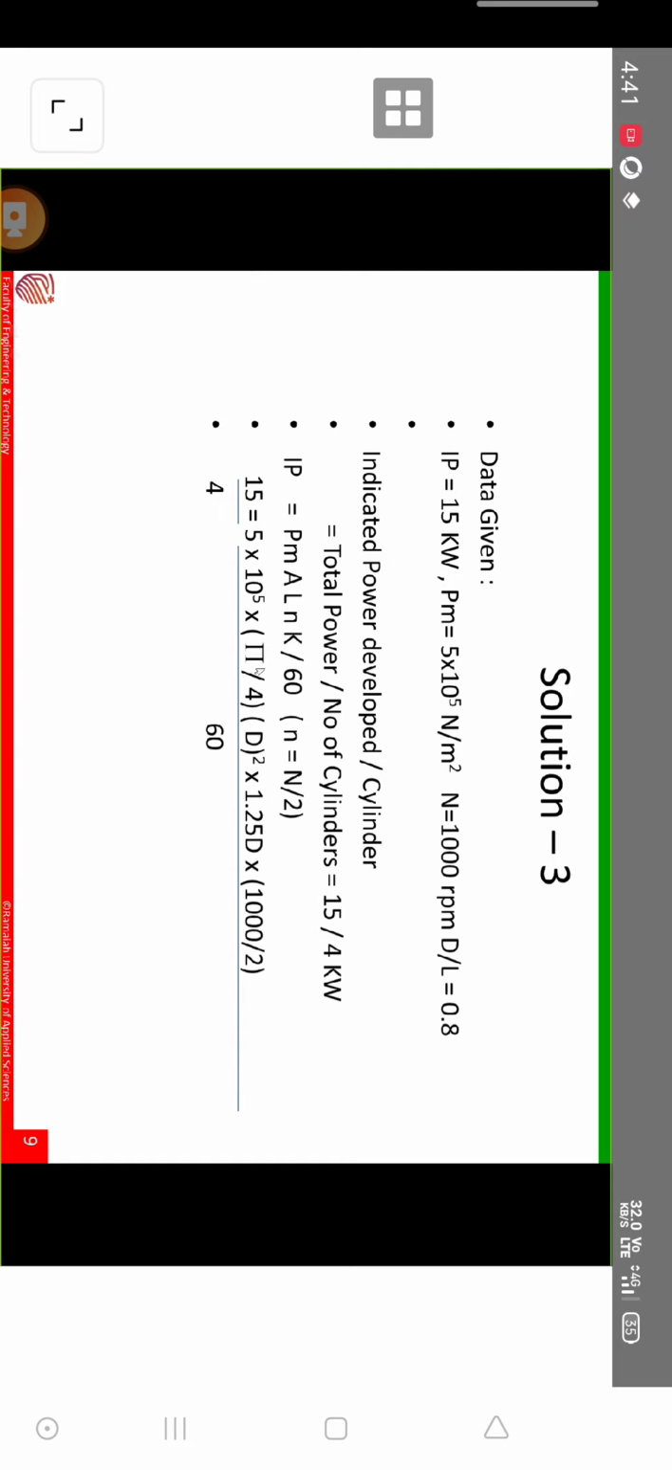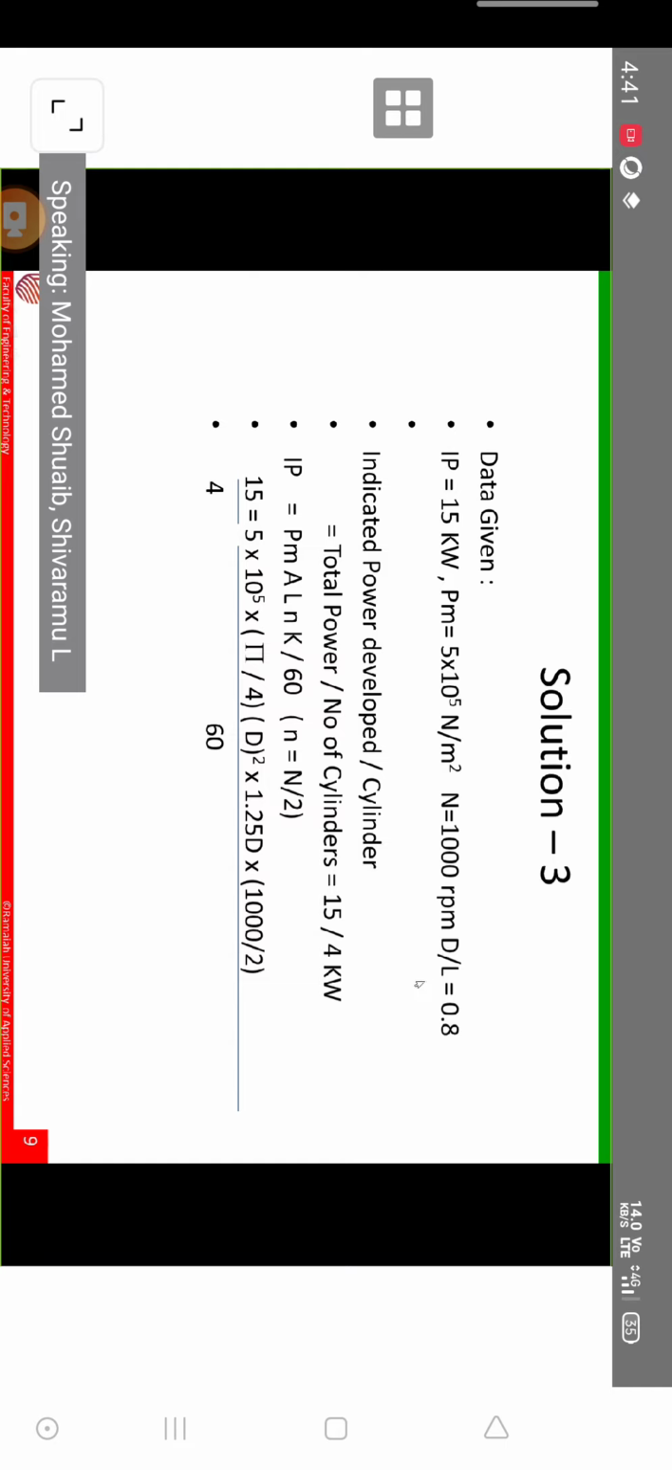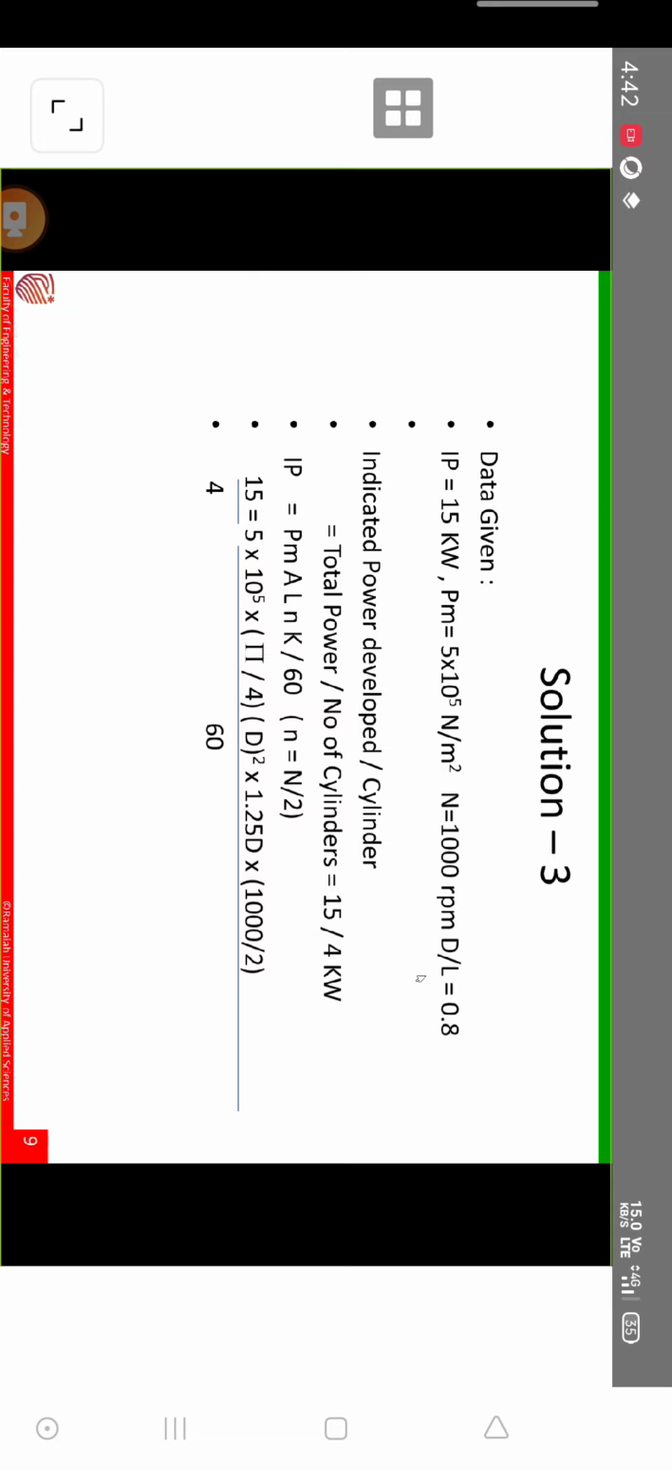So right now we don't know the value of D. I told you to calculate A as pi by 4 D square. Whenever you want to calculate A of a cylinder, it is pi by 4 into D square. Right now we don't know the diameter and we don't know the value of L. See, instead of L, we can take L as D by 0.8. When you take 0.8 above, it will become 1.25. That is what they have written here, 1.25 D. Instead of L, they have considered it as 1.25 D.